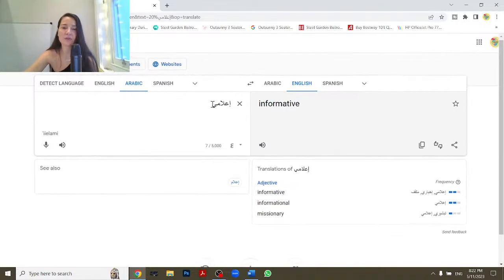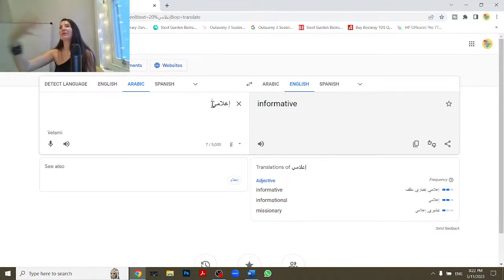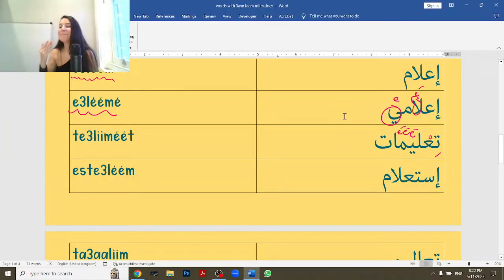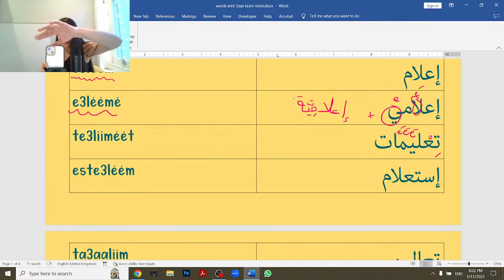So إعلامي is like a journalist or anyone doing a talk show on TV or conducting interviews. You can refer to them as إعلامي. In the feminine form, it's إعلامية. So we're adding the ta marbuta here. Oh my god, my handwriting is really bad. Okay, let me turn my camera to show you how the feminine form is. إعلامي, إعلامية. That's feminine.